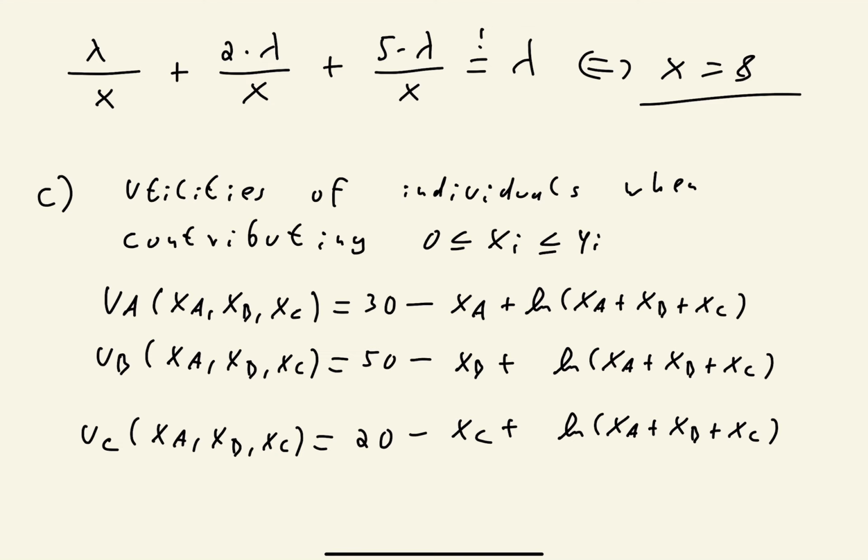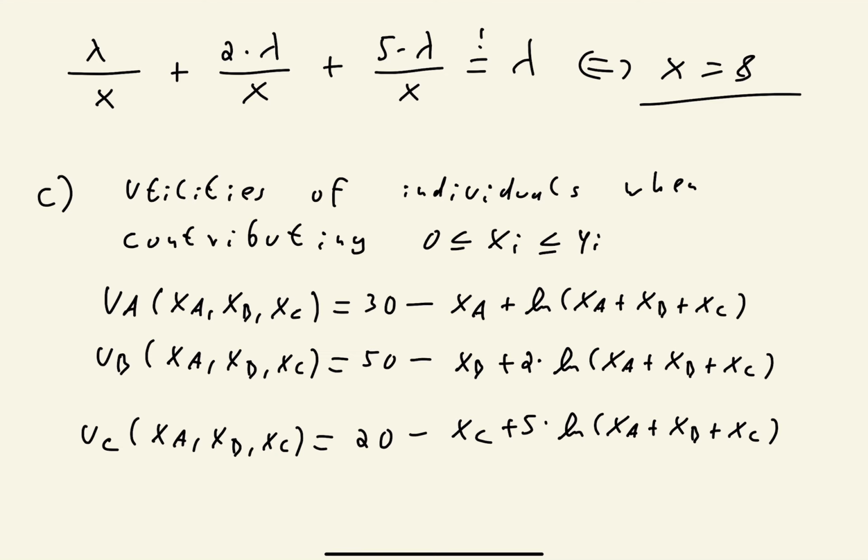So for individual B, the coefficient will be 2, and for C, it will be 5. Okay, and those are the utility functions of the individuals in this contribution game, fixing some amount of public good provision, individual public good provision.